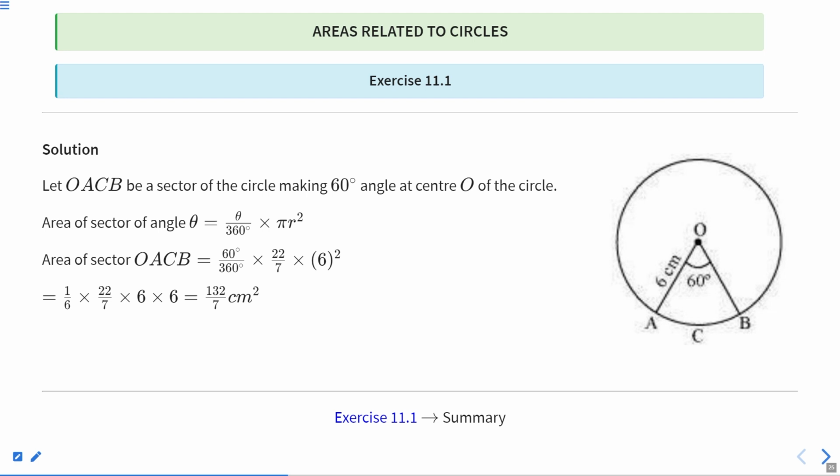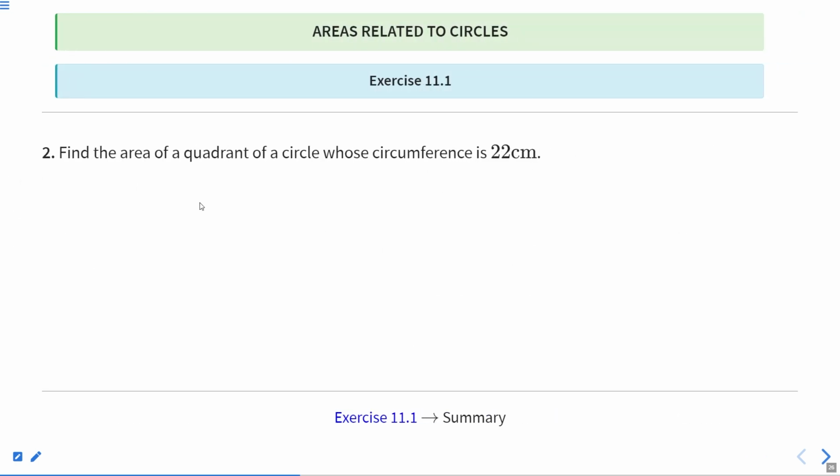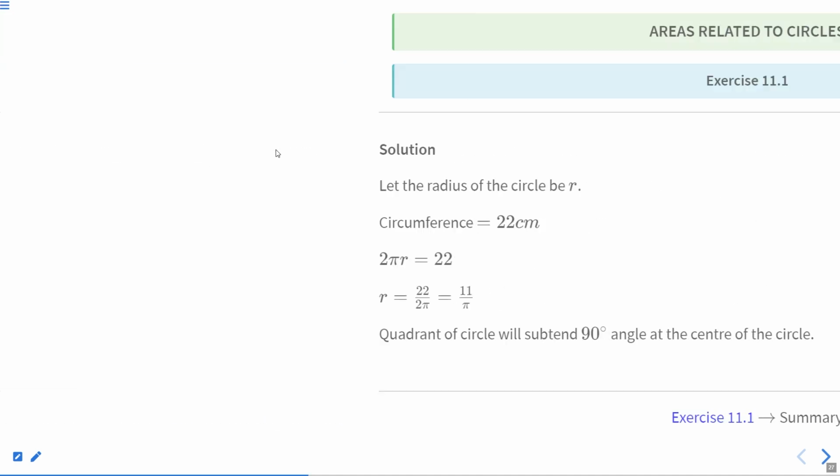Now let us move to question number 2. Here we have to find the area of a quadrant of a circle whose circumference is 22 centimeter. You know the circumference of a circle with radius r is equal to 2 pi r, and we need to find the area of the quadrant of the circle. So let us see how to solve it.